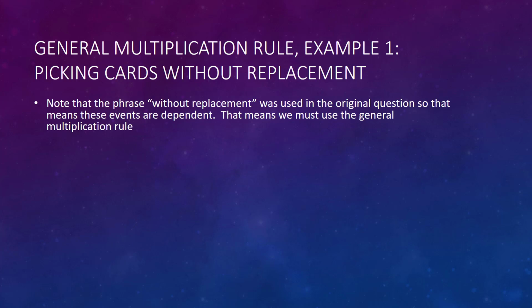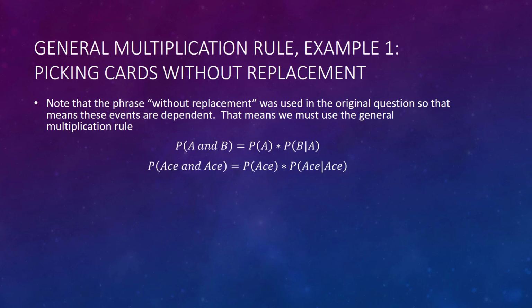So let's get started. First thing we need to observe is that the phrase without replacement was used in the original question. So that means that we have events that are dependent and therefore we cannot use the multiplication rule for independent events. We have to use the general multiplication rule. Again, that says that the probability of A and then B occurring is equal to the probability of event A occurring times the probability of event B occurring given that event A has already occurred.